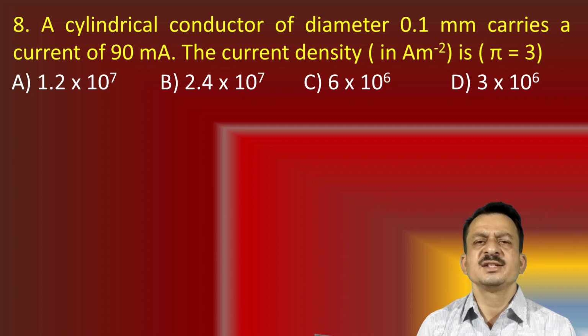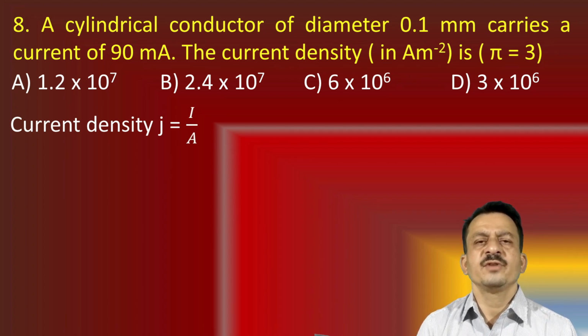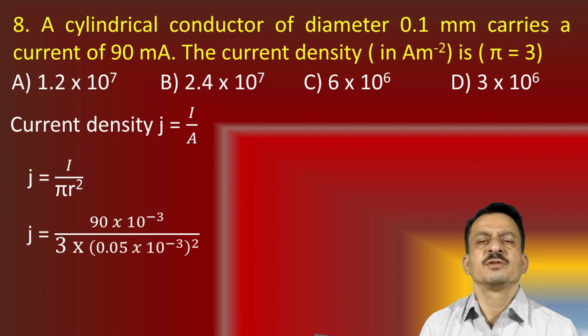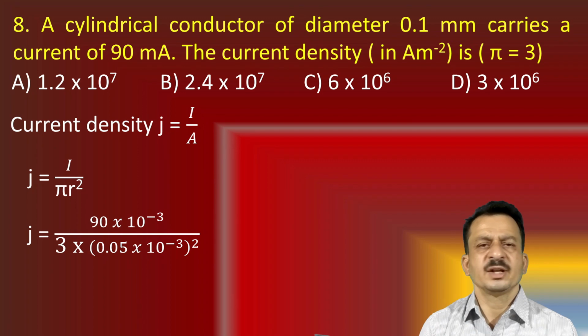Now we know that current density is the current per unit area. Therefore current density J is equal to I by A. Now here they have given a cylindrical conductor. Even though it is a cylindrical conductor, the current flows through only the circular cross-sectional area. Therefore J is equal to I by pi r square. Now in the problem they have given the diameter. If you divide it by 2, you will get the radius. Now substituting the values, current is given 90 milliamps, 90 into 10 raised to minus 3 divided by 3 into radius, which is half of the diameter, that is 0.05 into 10 raised to minus 3, whole square.